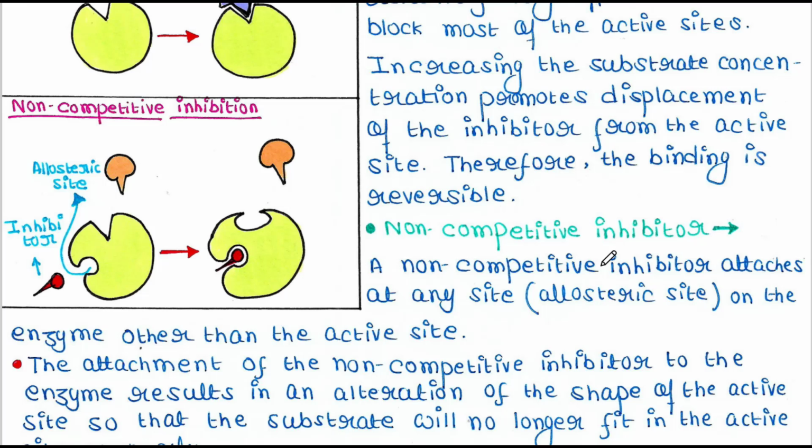So a non-competitive inhibitor attaches at any site on the enzyme other than the active site. So in this picture we can see this is the active site, but the inhibitor doesn't sit here. It sits here or here or here. So basically any site other than the active site, and the site where the inhibitor attaches is called the allosteric site.